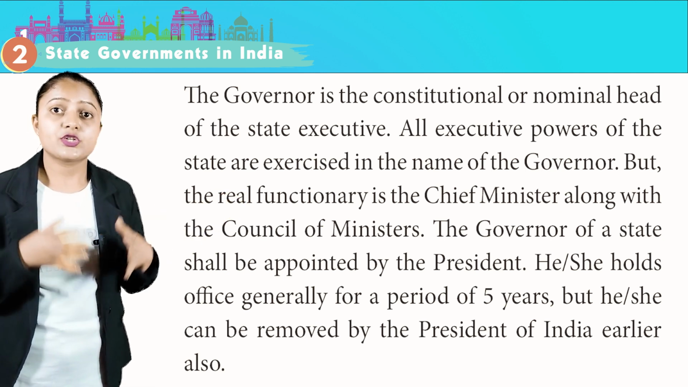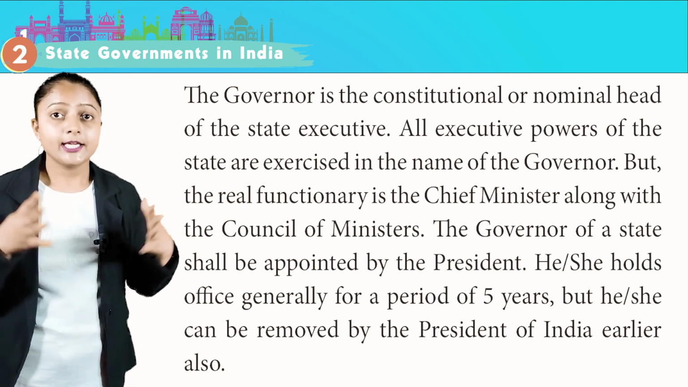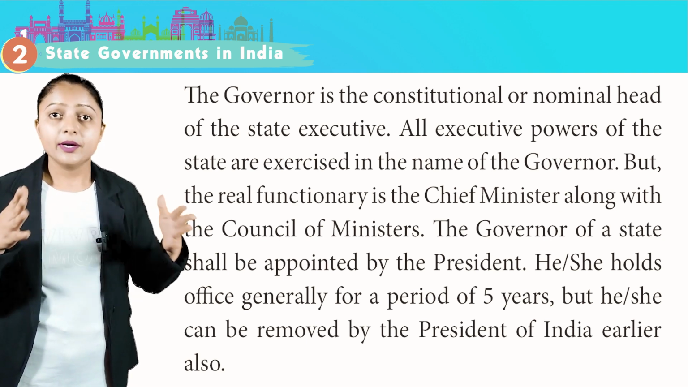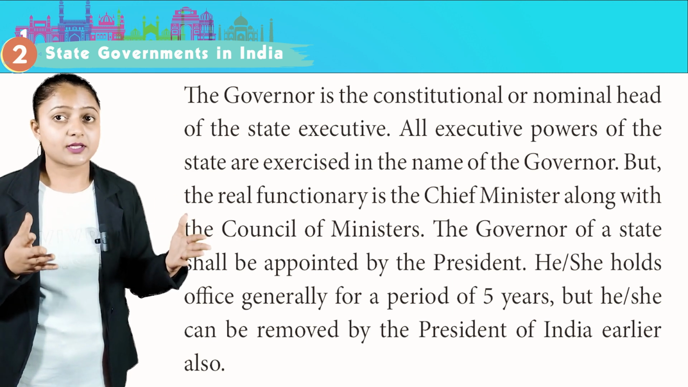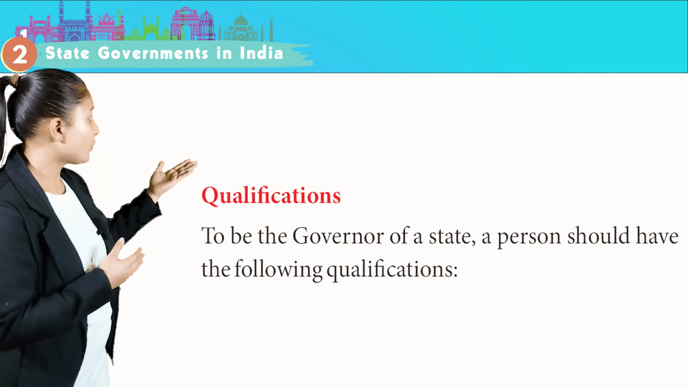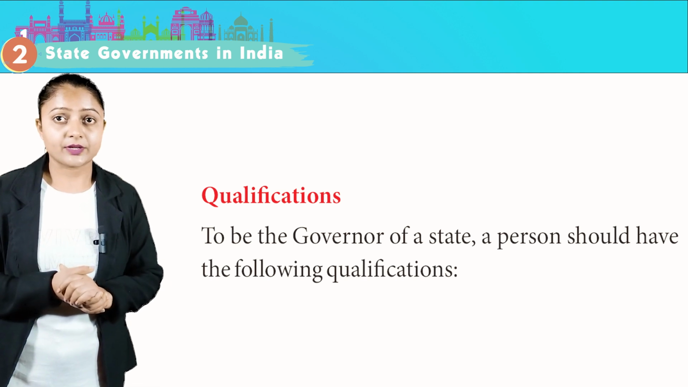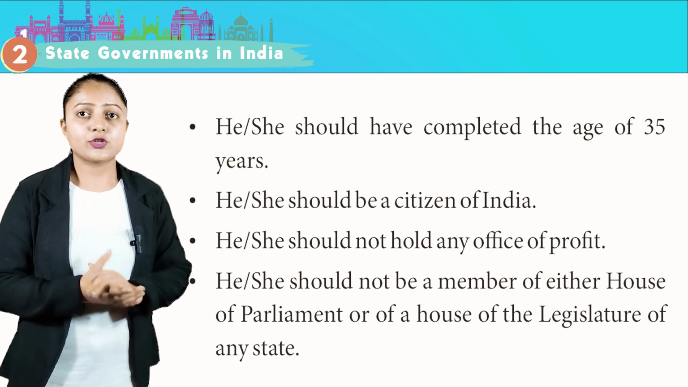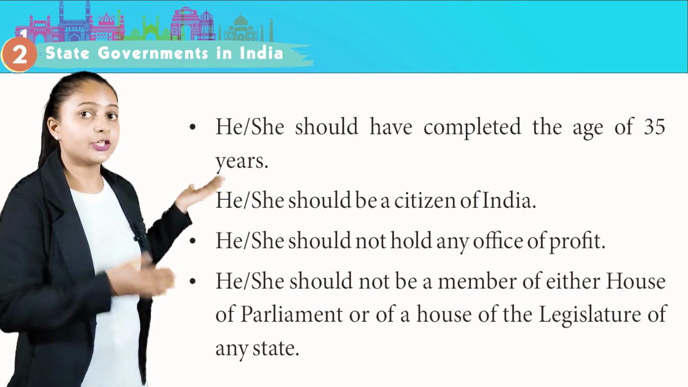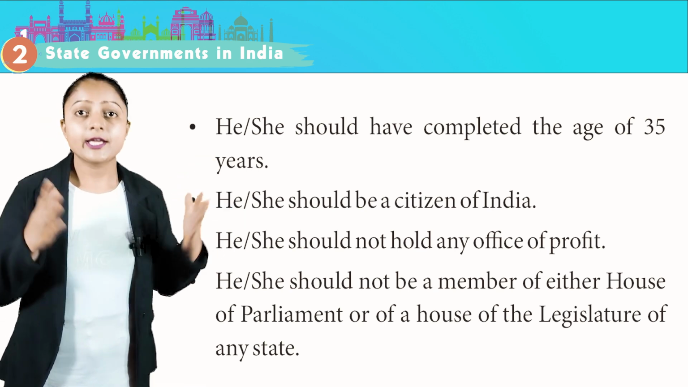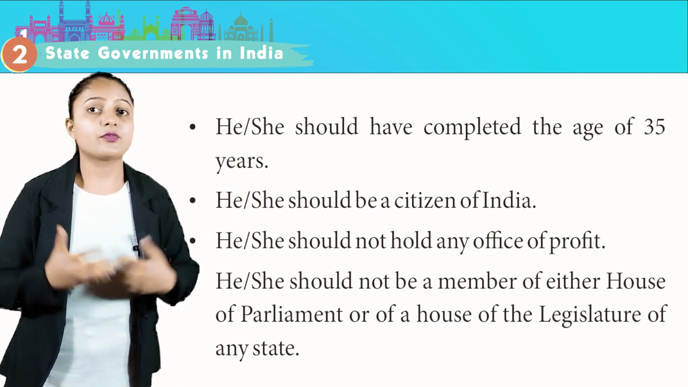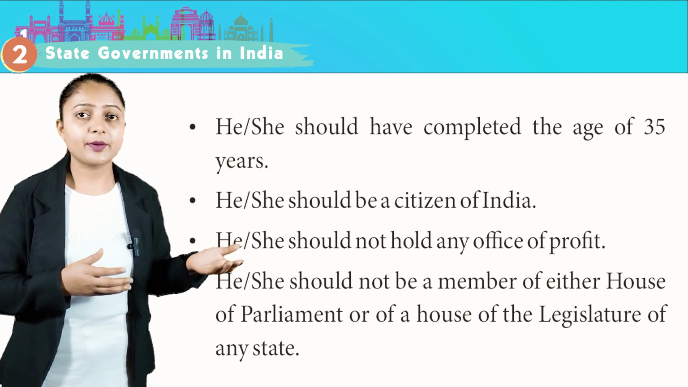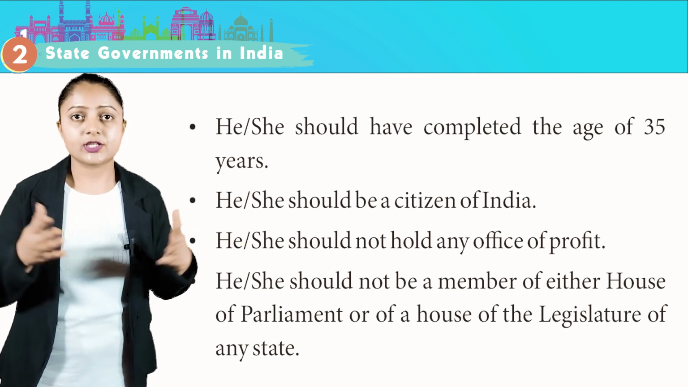The governor of a state shall be appointed by the president. He or she holds office generally for a period of 5 years, but can be removed by the President of India earlier also. Qualifications. To be the governor of a state, a person should have completed the age of 35 years. He or she should be a citizen of India. He or she should not hold any office of profit. He or she should not be a member of either house of Parliament or of a house of the legislature of any state.